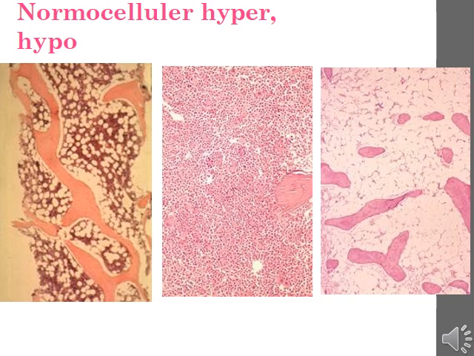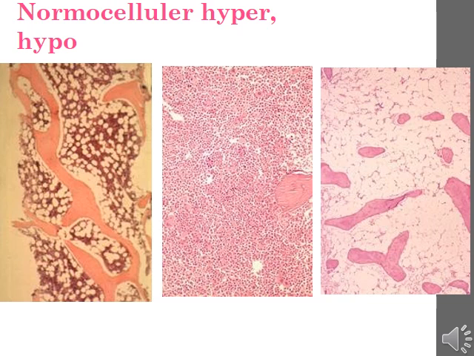In the central diagram, you can observe hypercellularity of bone marrow. It means the bone marrow is producing more cells as compared to normal. And in the right side diagram, you can observe just the presence of fat cells. Fat cells are large, but other cells are very few. That's why hypocellularity is in the right side diagram.